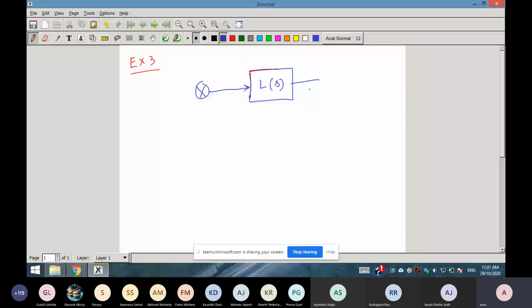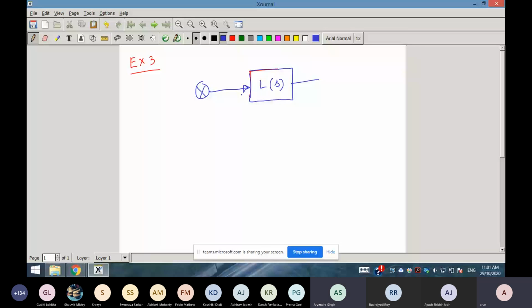It is Gs into Cs, the loop transfer function Ls. Gain margin, phase margin, root locus, all these things are drawn for the loop transfer function. So loop transfer function is plant transfer function into controller transfer function. Got it?